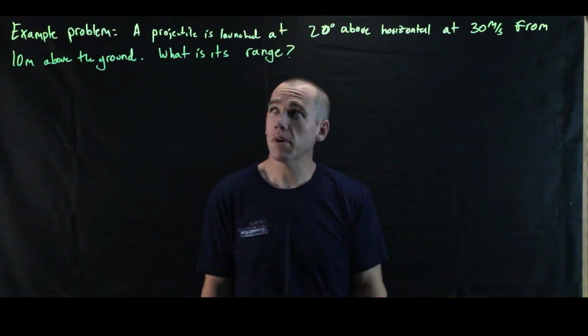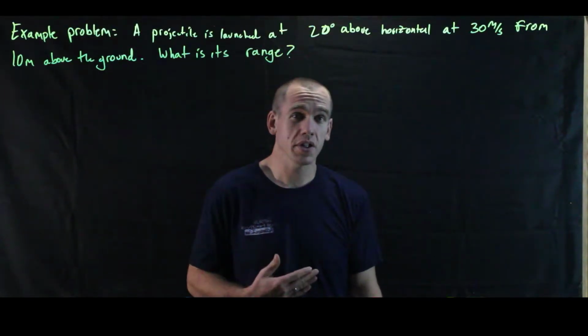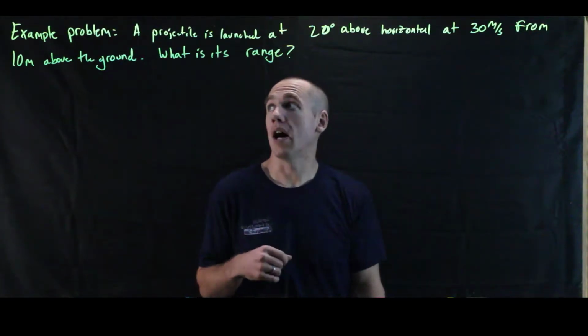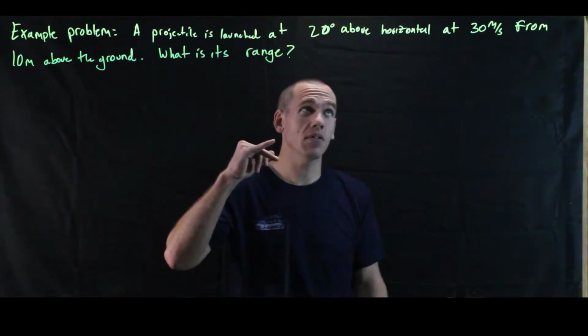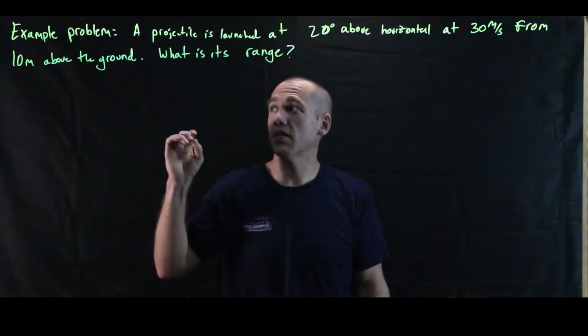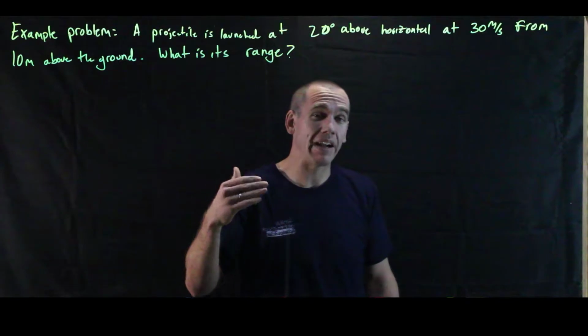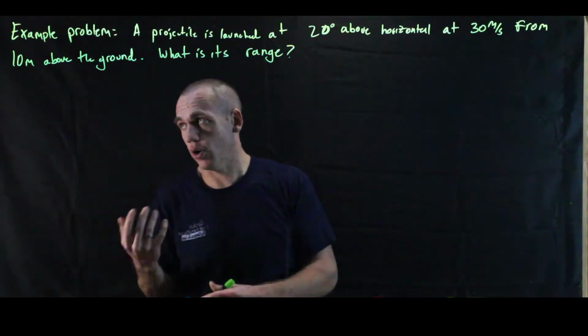Let's do another example problem. This time we're not going to be looking at a horizontal projectile, but rather a projectile that is given a velocity in both x and y. So a projectile is launched at 20 degrees above horizontal at 30 meters per second from 10 meters above the ground. What is its range? So again, we're trying to figure out how far did this projectile go.